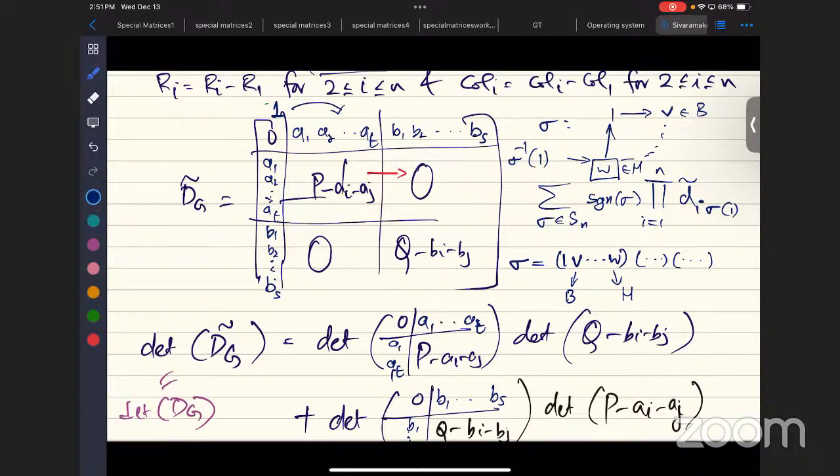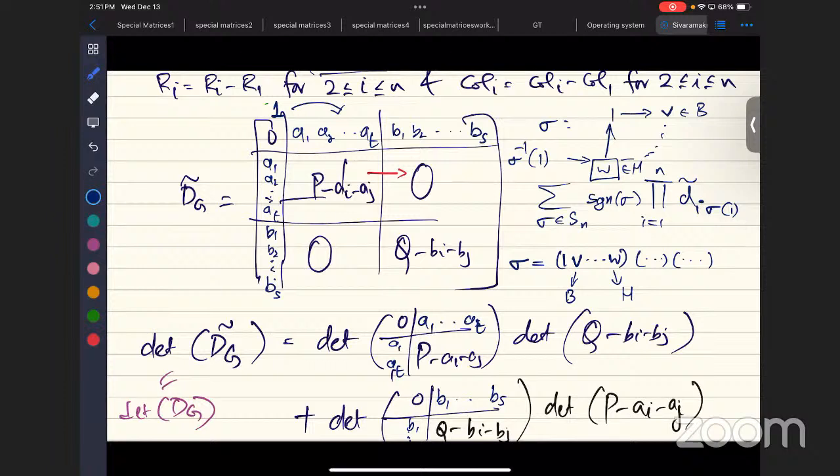Is that clear? Then what will happen? In that D tilde of i, sigma i, somewhere they would have gone from some vertex in B to some vertex in H. So then what will you get? There you will get a zero. Correct. That's what I'm saying.